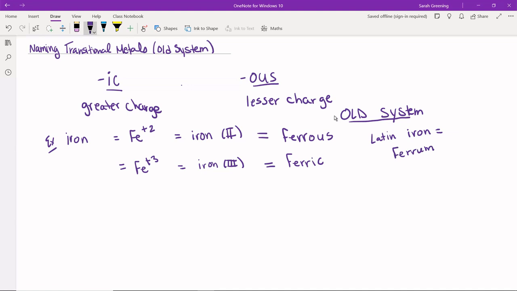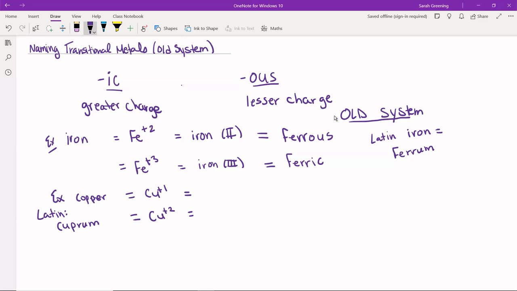So as another example, what about copper? Well, the Latin name of copper is cuprum. And typical charges of copper that you will see are copper +1 and copper +2. So the lesser charge is the +1. So that means we're going to use the us.